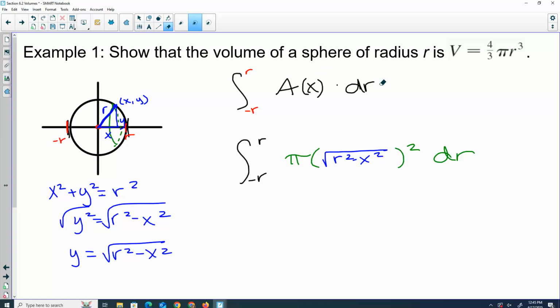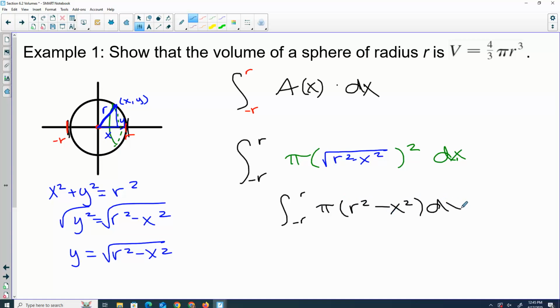I need to fix something. This should be dx. We're using x as our variable. I kind of switched away from that. Sorry about that. Okay, so r here is a constant, right? The radius isn't changing, but our x does. So let's simplify. So negative r to r of pi. If I square that, it cancels the square root. Okay, so you can factor out the pi if you want, it's just a coefficient.